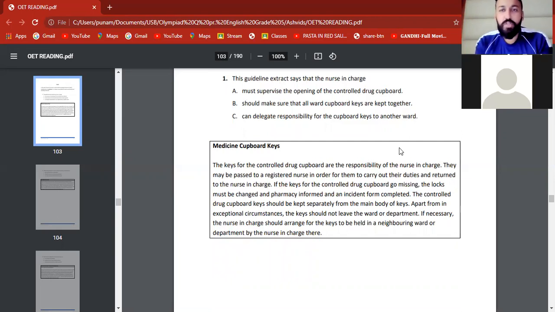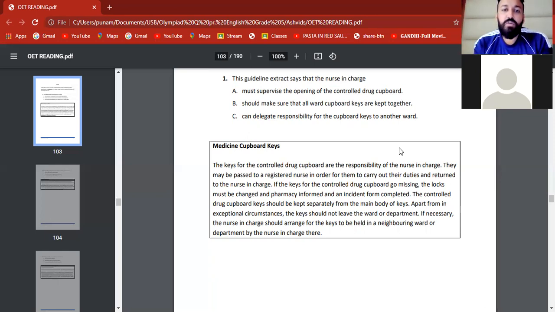The guideline extract says that the nurse in charge: A, must supervise the opening of the controlled drug cupboard. So first is supervising. The word that we keep in our mind is supervising. B, should make sure that all ward cupboard keys are kept together. So second option is keys kept together. Third is, can delegate responsibility for the cupboard keys to another ward. So the third is about delegating responsibilities. So first is supervising, second is making sure that all the ward cupboard keys are together, and third is about delegating responsibilities. So now let's check.